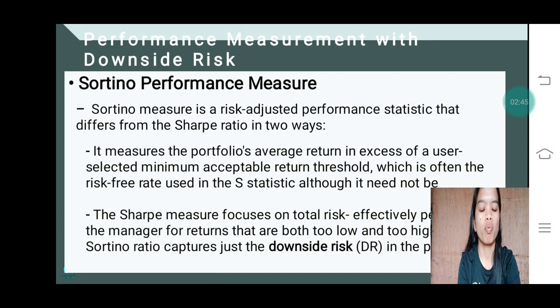Performance measurement with downside risk. This ensures portfolio average return. The Sharpe measure focuses on total risk. If there is downside risk in the portfolio, managers find investment both too low and too high risk.